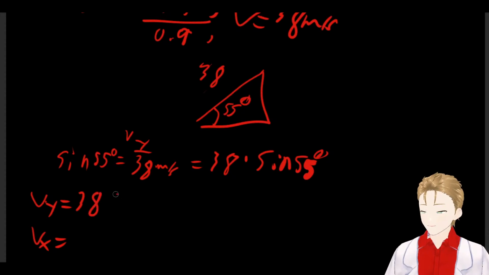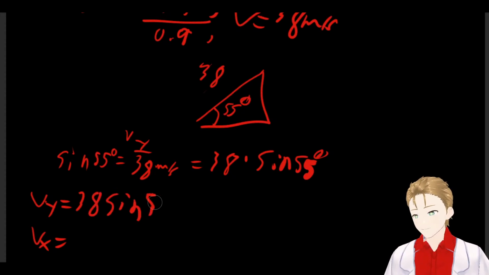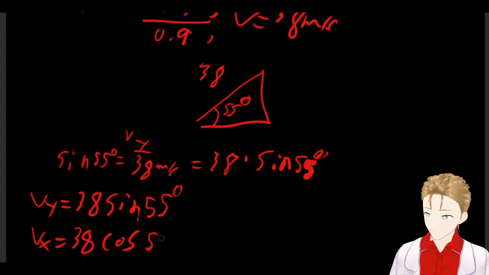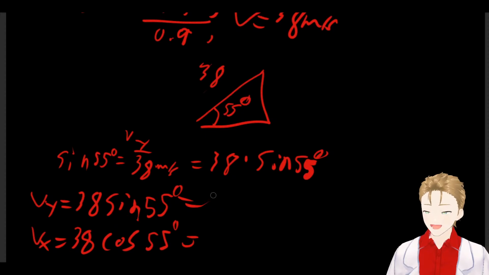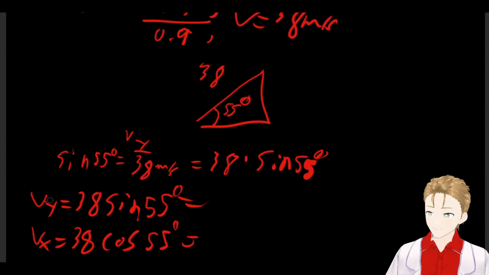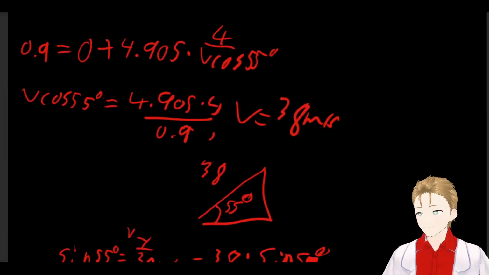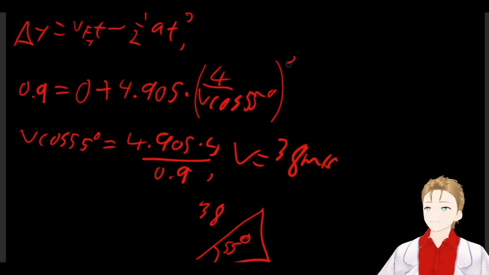Let me actually do it this way. Sine of 55 degrees, 38 times our cosine of 55 degrees, and this gives us... We didn't already find the answer. I think that was necessary. No, I think I got something wrong. But what? Oh wait, how did I forget? This is squared. Whoopsie.